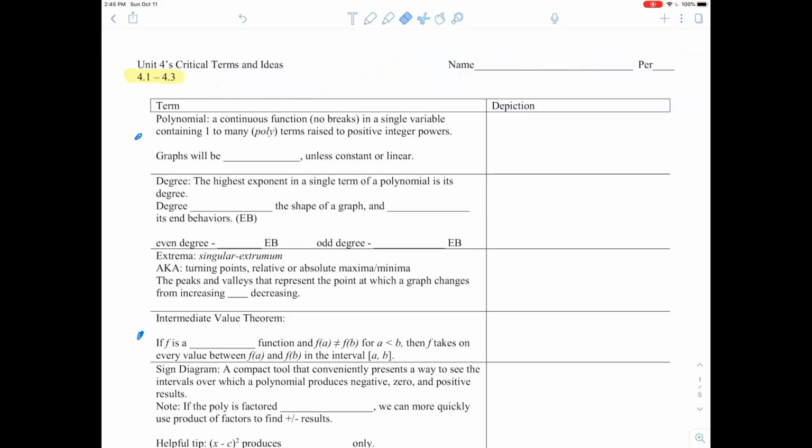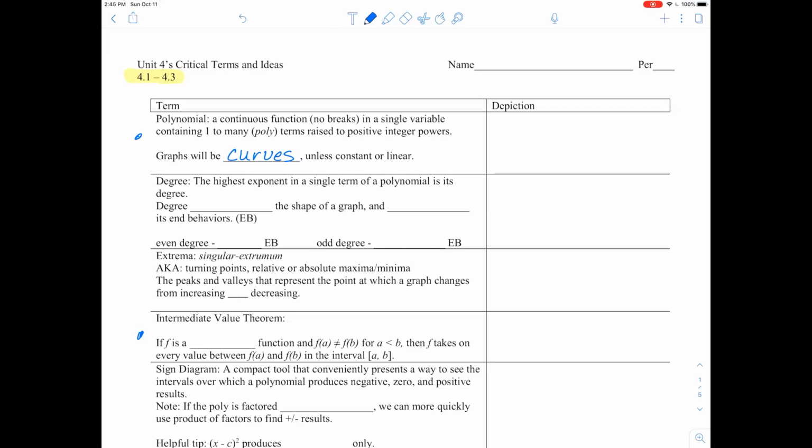All right, with no breaks, so you don't have to pick up your pencil in order to draw them, in a single variable, meaning they're only in x or only in a or only in terms of y or whatever. Okay, containing one term to many terms raised to positive integer powers. Graphs will be curves unless it's a constant polynomial, constant function, or a linear function. Of course, constants are just flat lines and linears have positive and negative slopes.